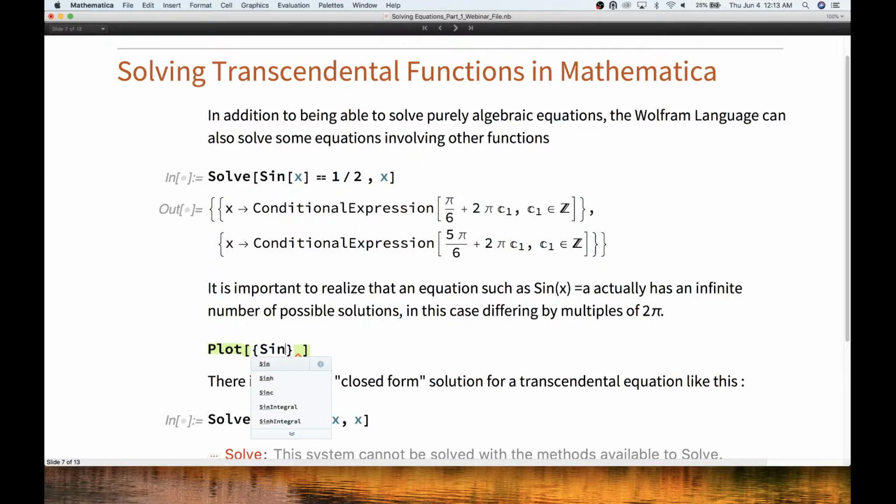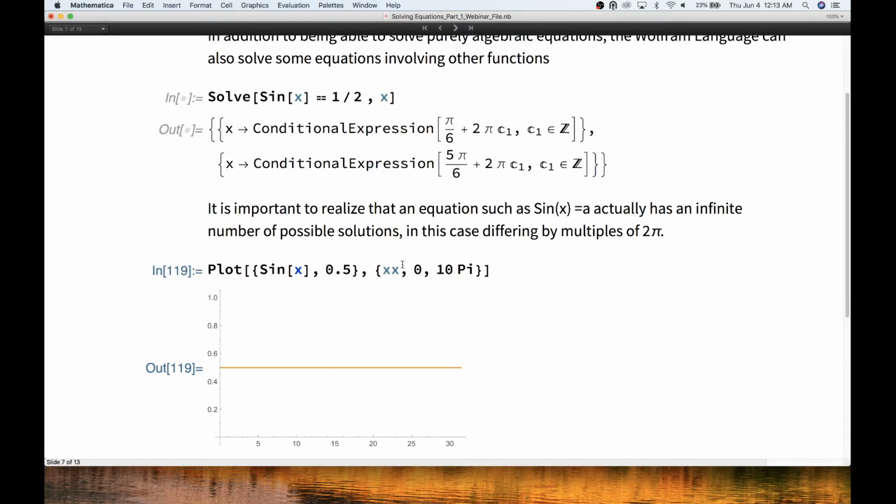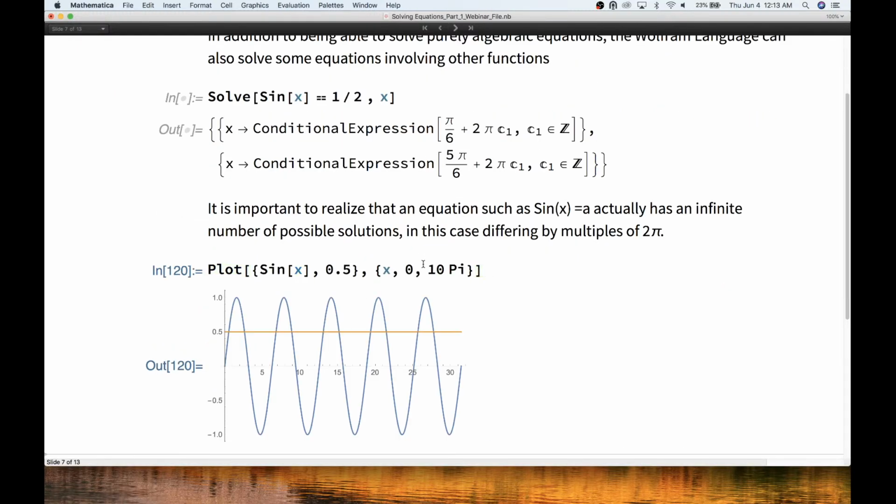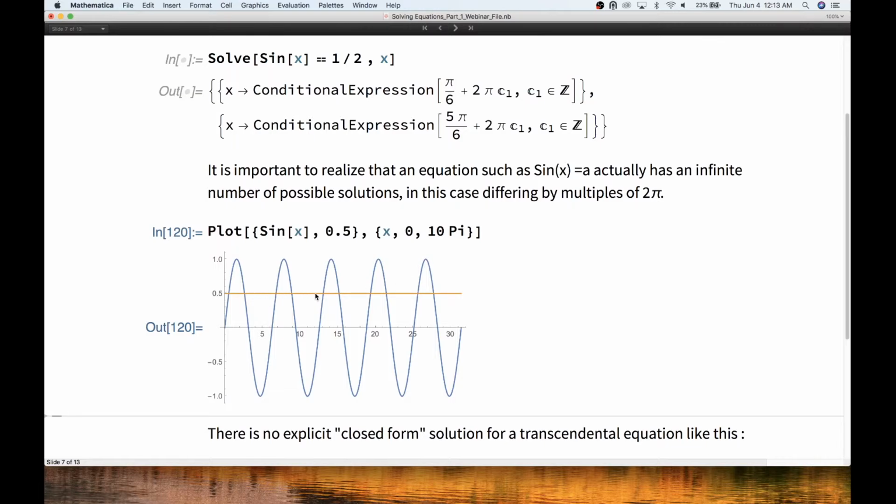So if we do a plot of sine of x with 0.5, and we say, let's see, from 0 to 10 pi, you can see there are multiple solutions which are varying with the different multiples of 2 pi.